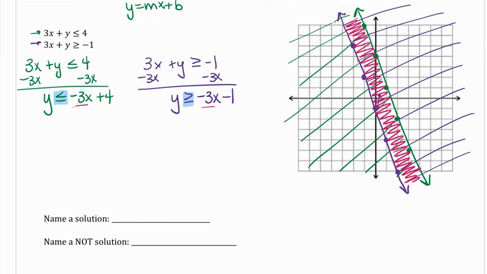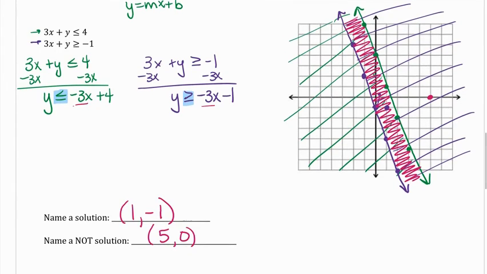Okay, so then on our two lines here, if we want to name a point that is a solution, I just have to pick a point that is inside of that pink shading. I'm going to go with +1, -1. So 1, -1. That would be the point right there. So it's definitely inside the pink shading. A point that's not a solution, I could pick 5, 0. That is way over here, definitely not in the pink, so it's not a solution to the system of inequalities.